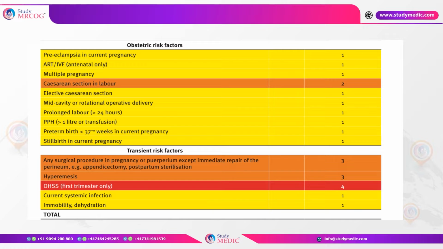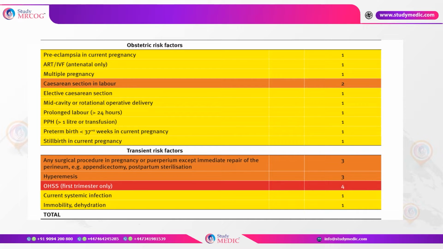Now obstetric, these are the factors. Most of them are 1 except an emergency cesarean section or a section in labor, which has a score of 2. And then there are some factors which are transient. Like any surgery that you are doing in pregnancy or in the puerperium, it has a transient risk factor. So the score is 3. That means only for that particular period of time that factor is high risk for venous thromboembolism, and once that event is over, then you need not calculate it as a risk factor for venous thromboembolism.